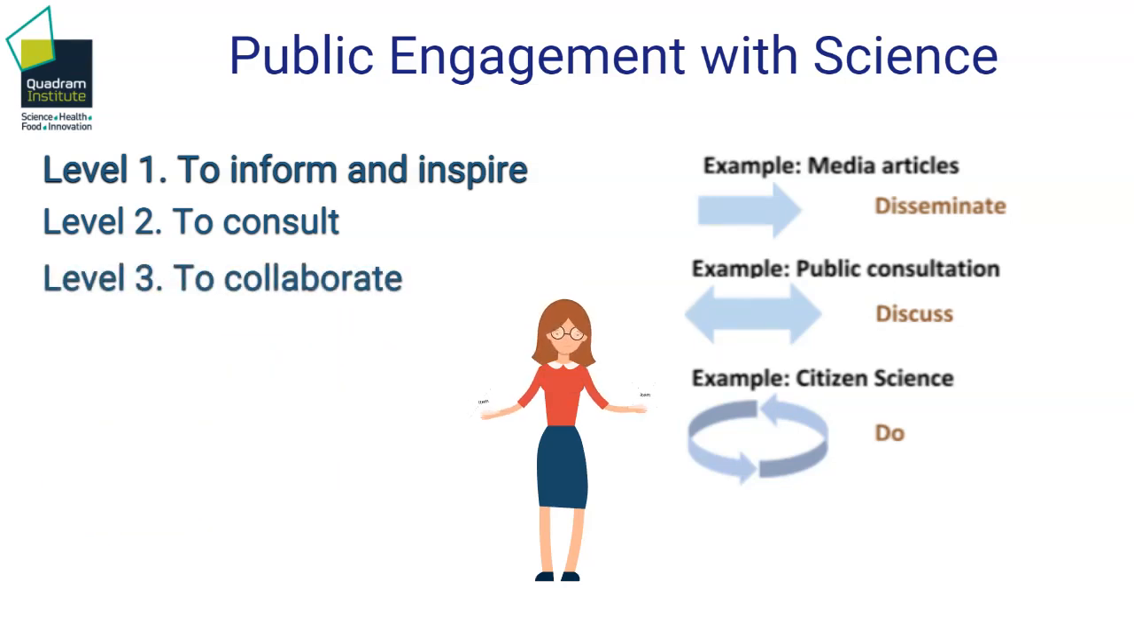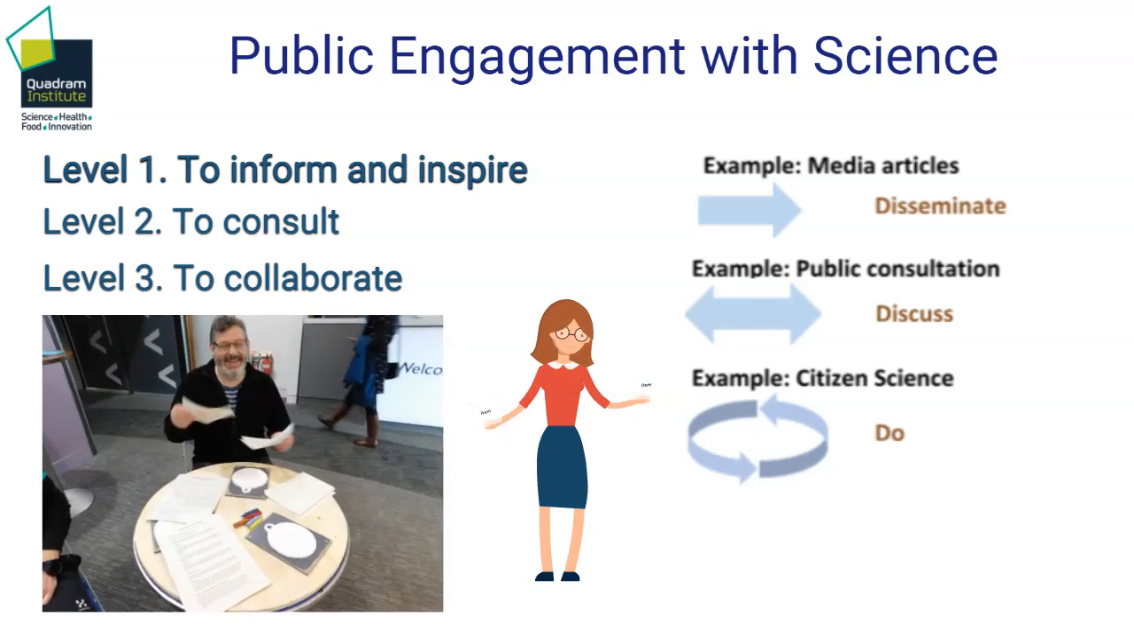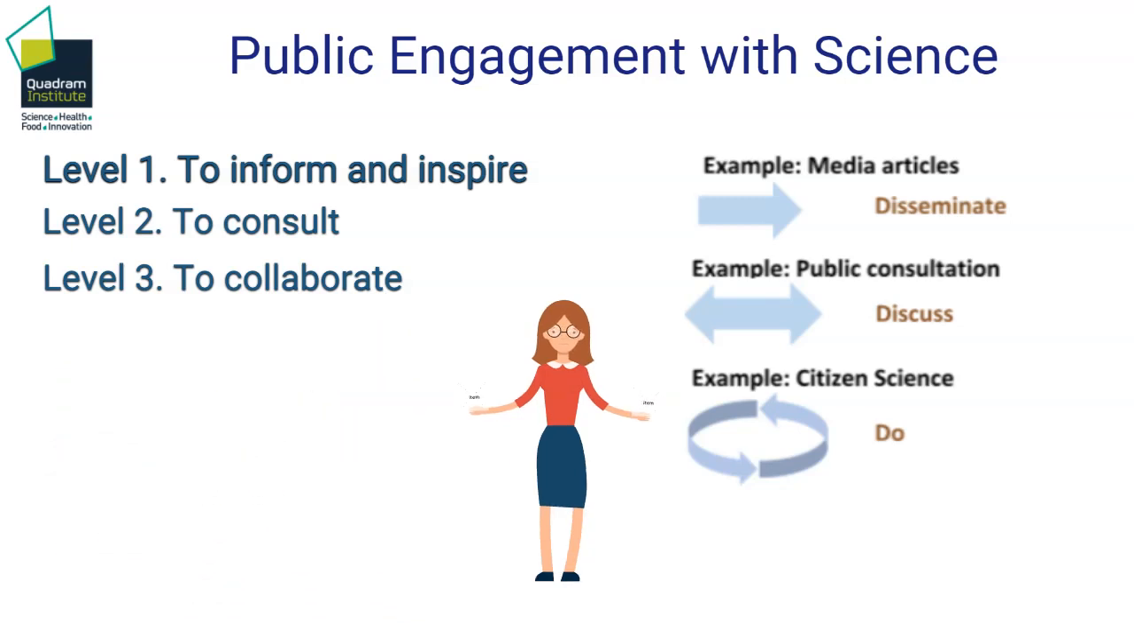Level 3 is where you actively involve members of the public in research collaboration, all the way from drafting grant proposals through carrying out projects to sharing your findings and reporting. Something I saw recently that I really liked was seeing these categories also called disseminate, discuss, and do.